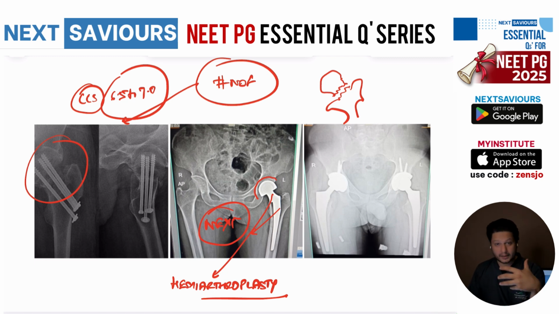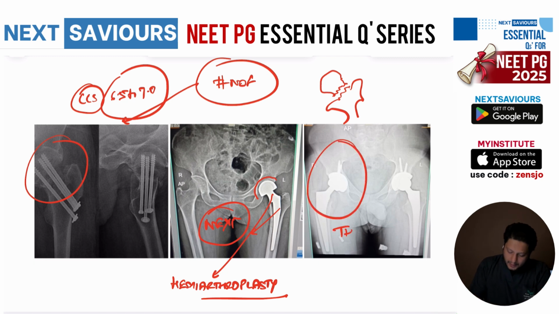If I say it is Garden type 4 fracture, if I say it is Pauwels angle more than 70 degrees, that means the fracture angle is more than 70, then obviously it would have a poorer prognosis. Now in those cases, instead of going with the fixation, you have to come up with the articulation of both head as well as the acetabulum, and that is achieved by total hip replacement.